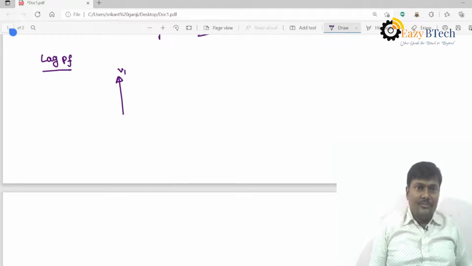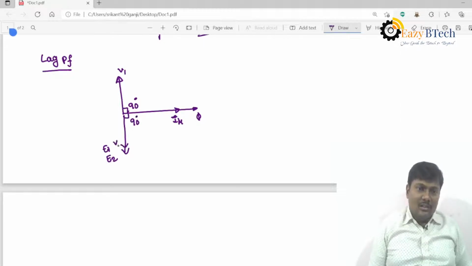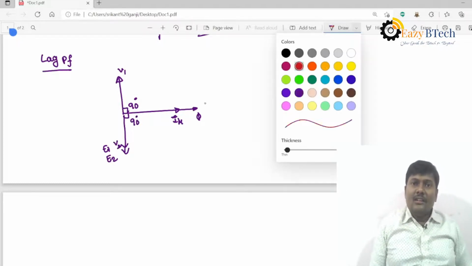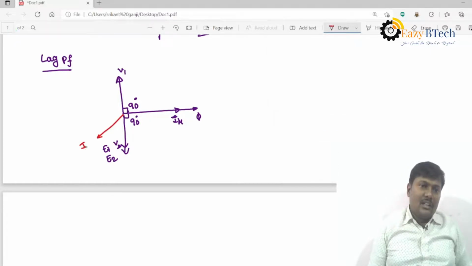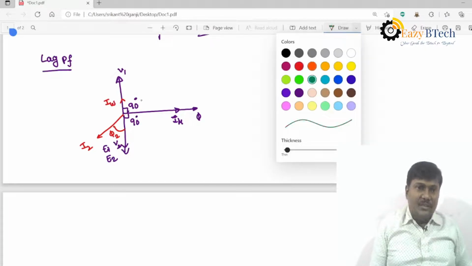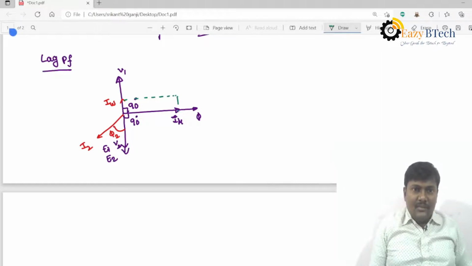This is V1. The magnetizing component of current is like this, lagging by 90 degrees. The induced EMFs in the windings also lag by 90 degrees. By neglecting the small angle, let us assume V2 is in phase. With respect to V2, the I2 current is lagging at an angle of phi 2, where phi 2 is called the secondary power factor angle. IW is in phase with the supply voltage. So this is called the no load current I naught.